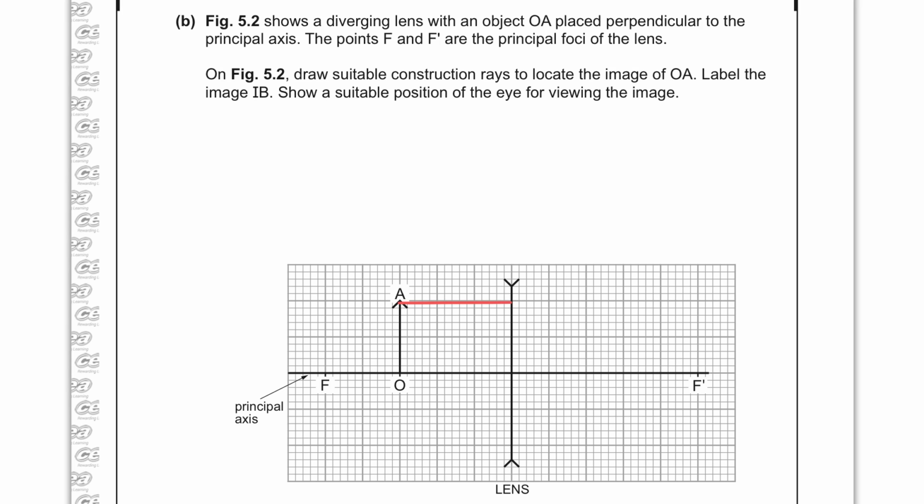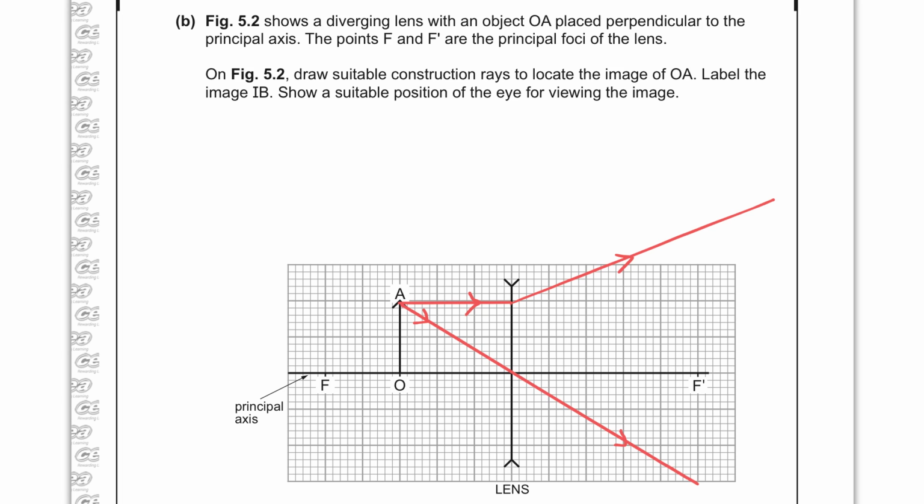So you send it up parallel to the axis until it hits here. And now you want to put your ruler in line with these 2 points so that you can diverge it as if it was coming from F. So it runs parallel, then diverges as if it's coming from F, and then the other one runs through the optical centre and doesn't change direction. And that looks like that.